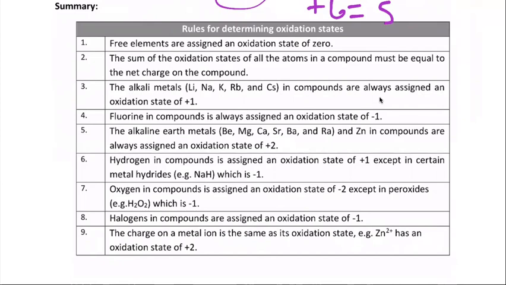Alkali metals, group 1, they're always +1. Fluorine, always -1. Alkaline earth metals and zinc, always +2. Hydrogen is always +1, except if it's paired with a metal, then it'll be -1. Oxygen's always -2, except in a peroxide, it'll be -1. Halogens are typically assigned -1 unless you have to calculate something that makes them not be -1. Because that's a pretty low rule. And then the charge on the metal ion is the same as its oxidation state. For example, if you have zinc 2+, the oxidation state would be +2.